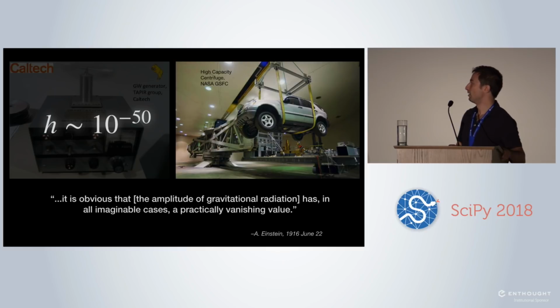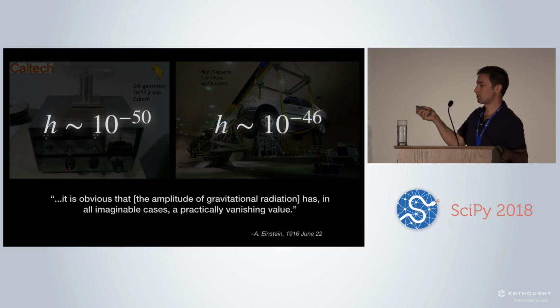On the right-hand side here is sort of the opposite end of making a very large, very high velocity device. This is actually a centrifuge at NASA Goddard Space Flight Center. This was not set up like this to produce gravitational waves. This was done to test the rollover stability of these SUVs. But if you calculate the amount of gravitational waves that it would produce, it's something like 10 to the minus 46.